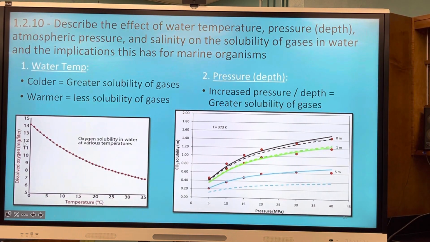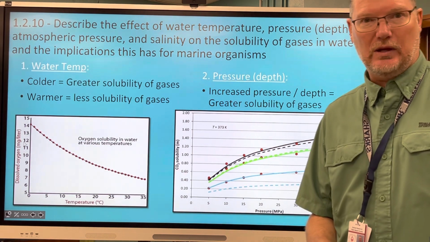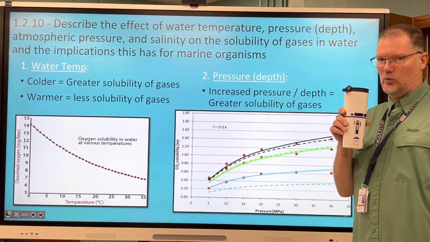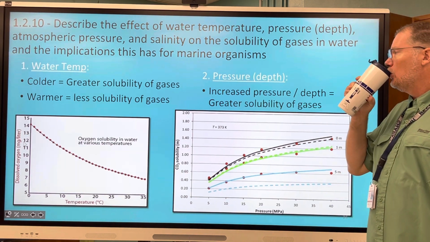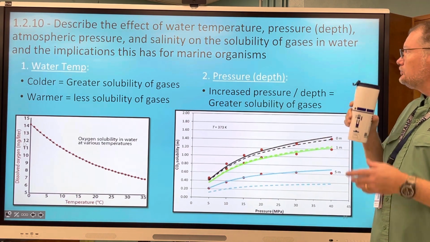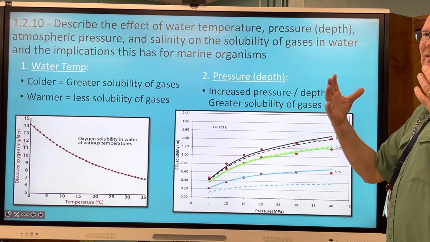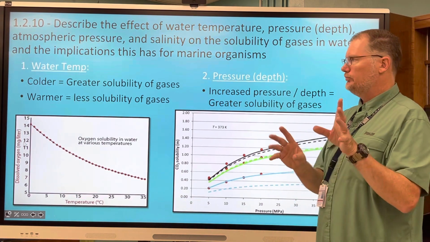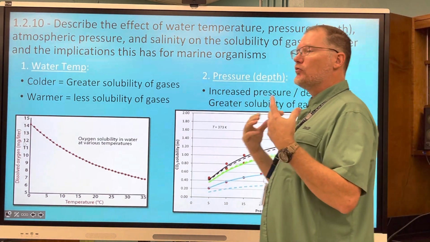Okay, so we're going to look at some more graphs here. I told you earlier this week, or last week, that graphs are a huge part of this class, and we're going to be making them and reading them and understanding them. So, water temperature, pressure, depth, atmospheric pressure. Well, not the same. Depth is measured in atmospheres. And salinity on the solubility of gases in water, and the implications this has for marine organisms.